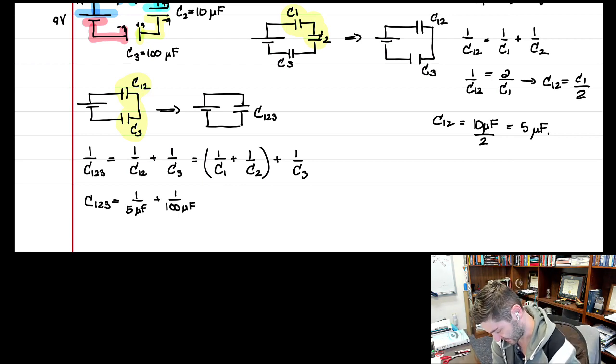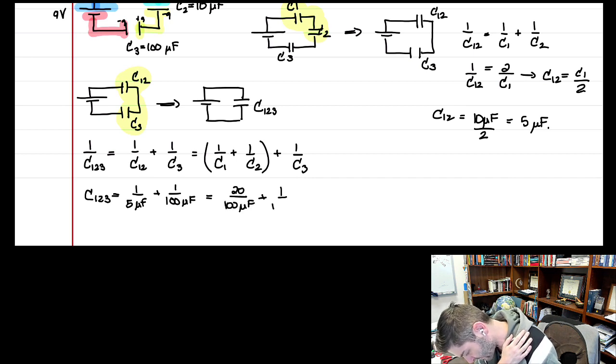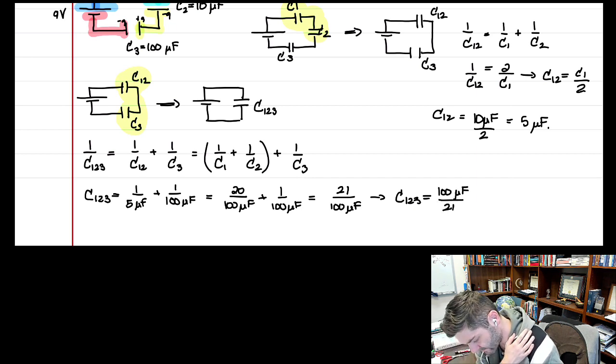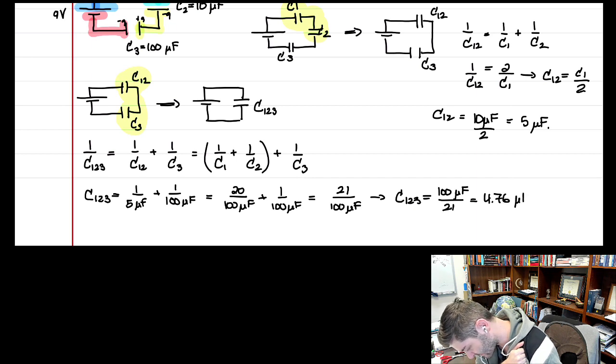So in this case, I could get a common denominator if I multiply the left one by 20 on the top and the bottom. So then this looks like 20 over 100 microfarads plus 1 over 100 microfarads equals 21 divided by 100 microfarads. If I flip it, it's 100 microfarads divided by 21. Dividing 100 by 21, it should be greater than 4, because 25 would be 4, and 20 would be 5, so this ends up being 4.76 microfarads.